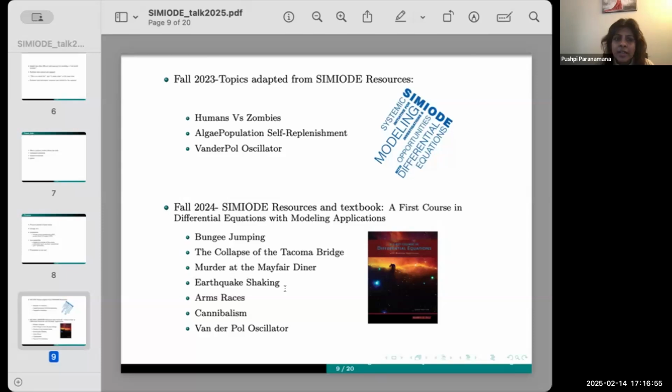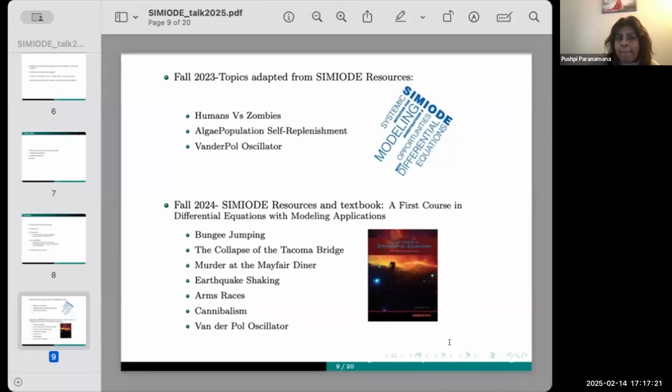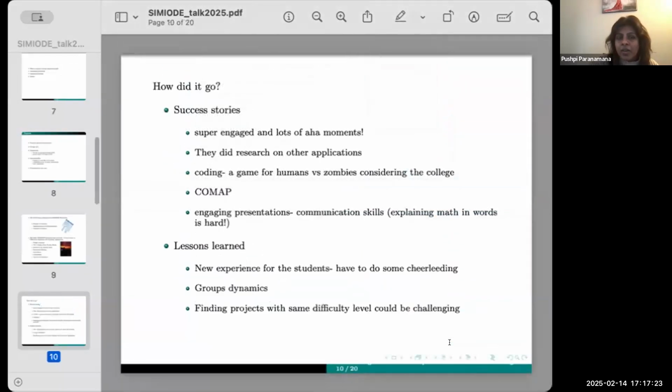Last semester I had a rather larger class, so I had to find more projects because I'm going over time. So I used this textbook. They have projects in the textbook. So I did all these 7 problems. The cannibalism and Van der Pol oscillator are from Simioid resources. All the other problems are from the textbook. I'll quickly talk about how it went.